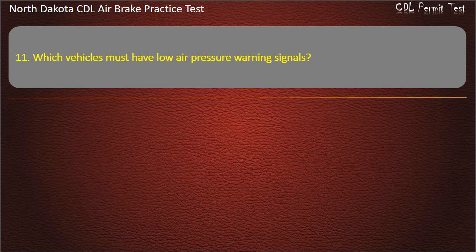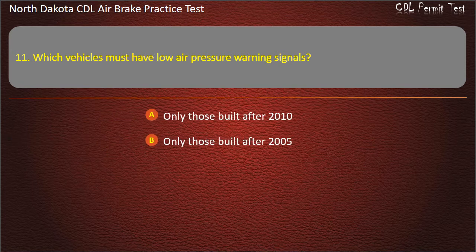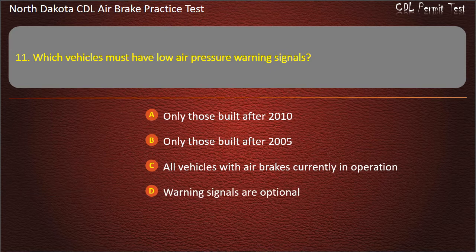Question 11. Which vehicles must have low air pressure warning signals? Only those built after 2010. Only those built after 2005. All vehicles with air brakes currently in operation. Warning signals are optional. Answer. All vehicles with air brakes currently in operation.